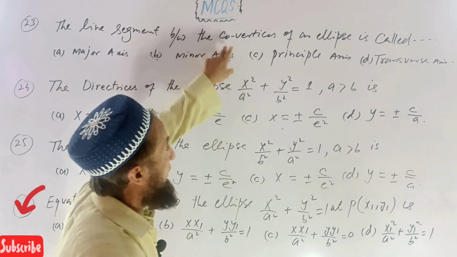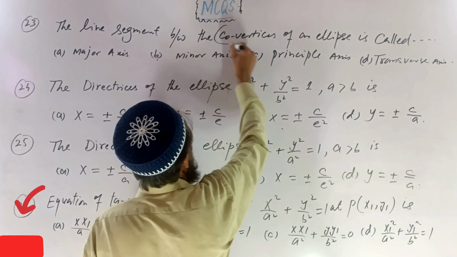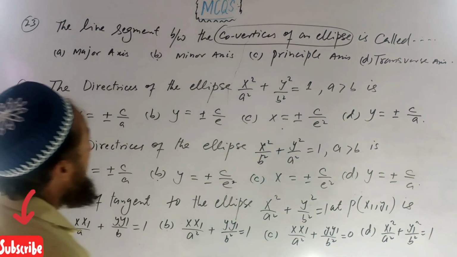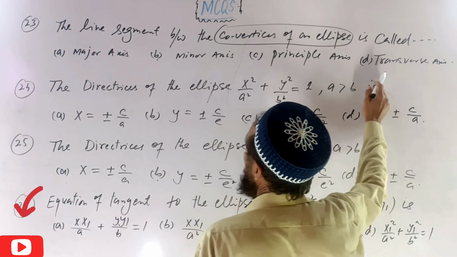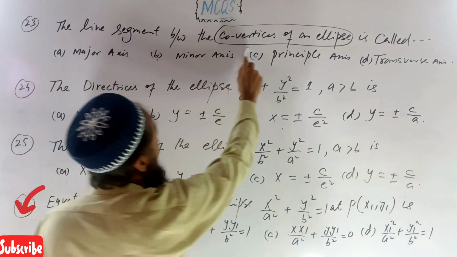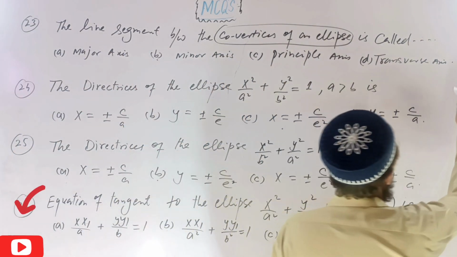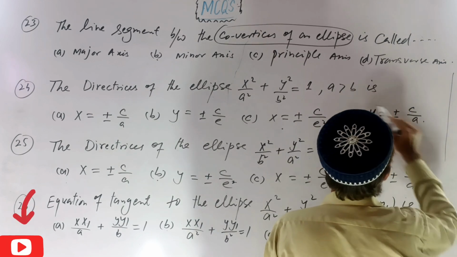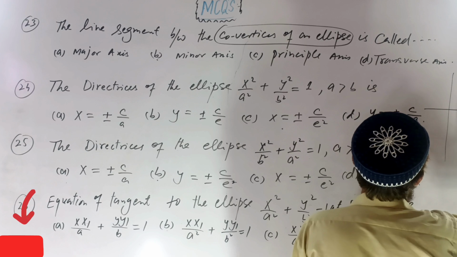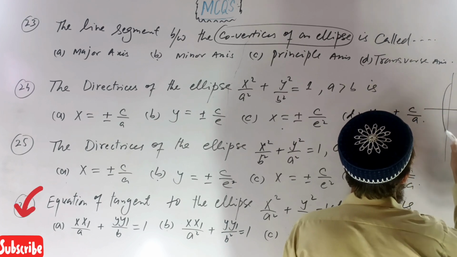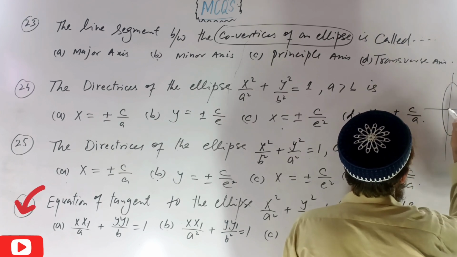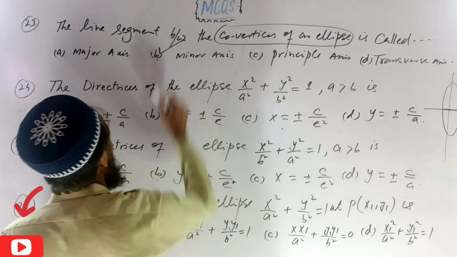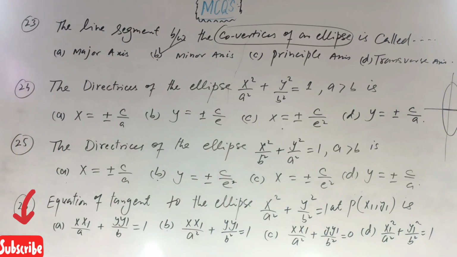Between the co-vertices of an ellipse. Co-vertices means they are the minor axis. The minor axis of an ellipse is the line segment between the co-vertices of an ellipse. If we are finding the co-vertices here, this will be the co-vertices, the minor axis. So option B is the correct option.